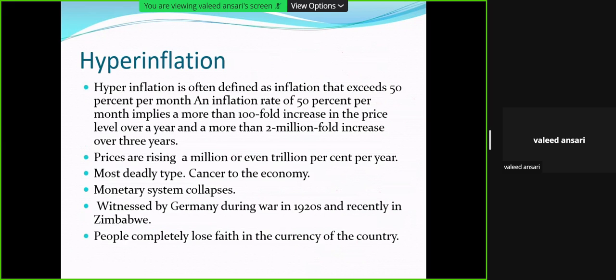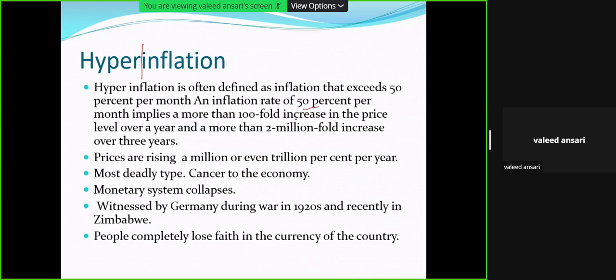Then if prices are not contained and continue to rise further and further, a time may come when prices move into the realm of what is described as hyperinflation, the word hyper. Here prices may rise by a million and trillion times. It is not something fictional. It has been documented in history. Various countries, like Germany during the war and Zimbabwe in recent times, have experienced this kind of inflation. Hyperinflation is defined as when the rate of inflation is 50% per year.